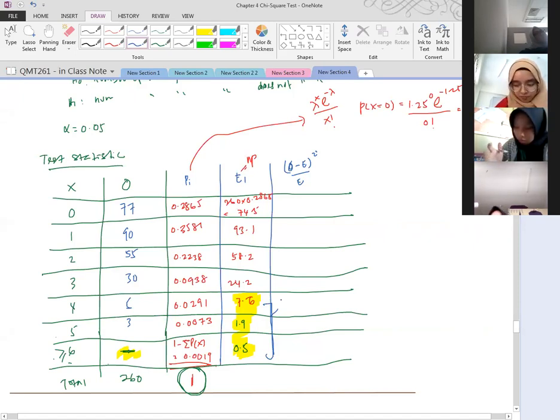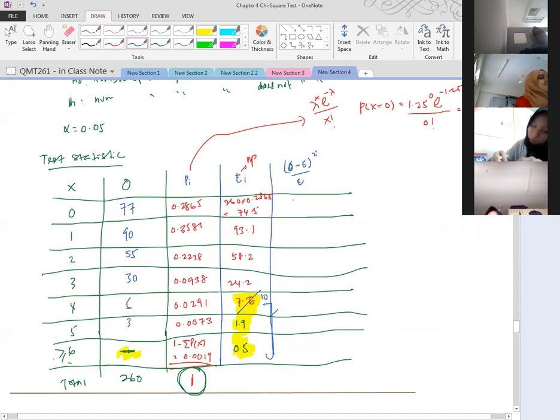7.6 plus 1.9 plus 0.5 should be equal to 10, right? So our new expected value is equal to 10. So the other category is not usable.